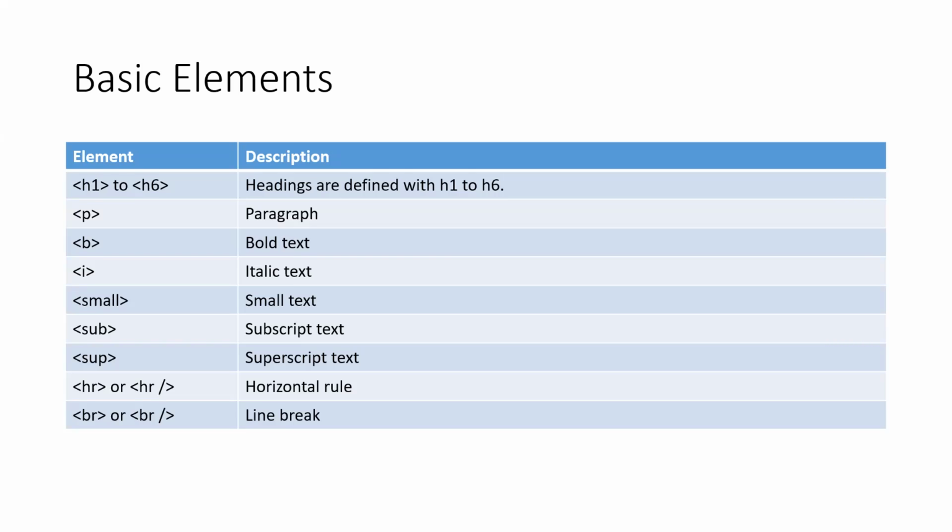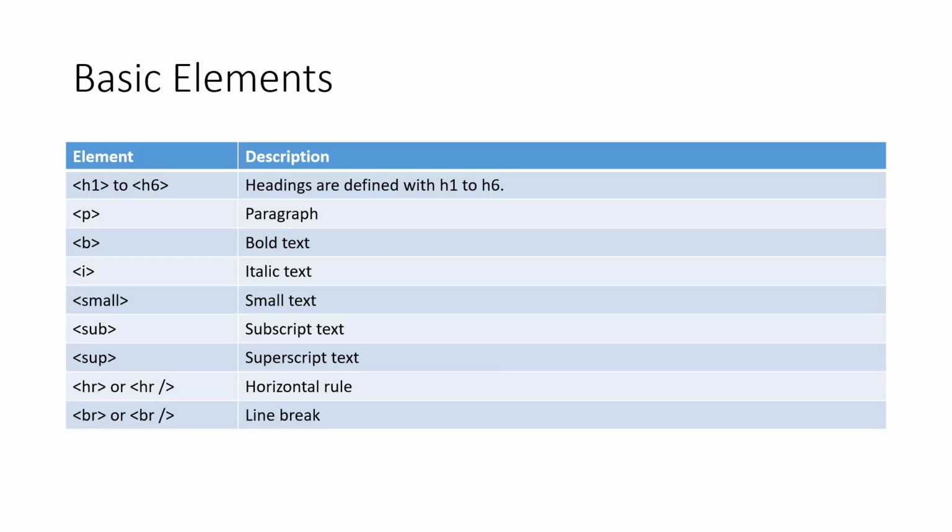Then paragraphs, we start with P. Then bold text, we start with B. Italic text with I. Small text with small. Subscript and superscript with sub and sup. And horizontal rule with HR. Line break is BR. There are many, but here are the very basic ones.